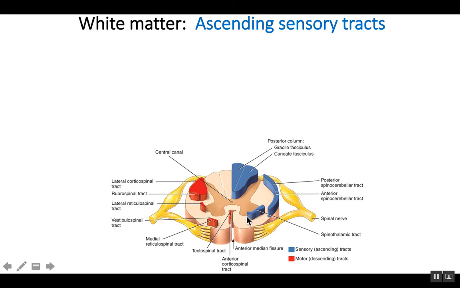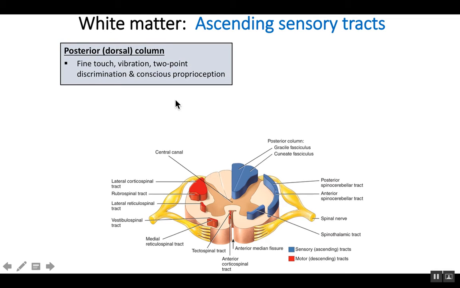First of all, note that not all the sensory is on one side and the motor's on the other side. So these blue sensory tracts are also on this other side, and these red motor tracts are also over here on the other side. So they just tried to keep it a little cleaner by separating the sensory from the motor. But basically these sensory tracts are specific groups of neurons leading to the same destination.